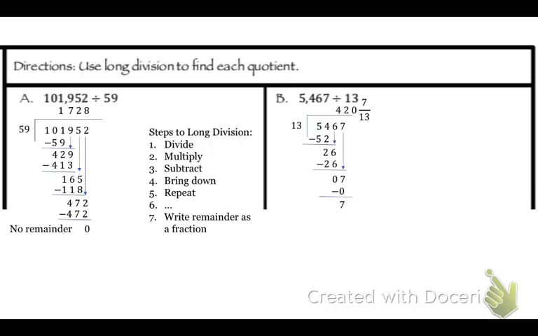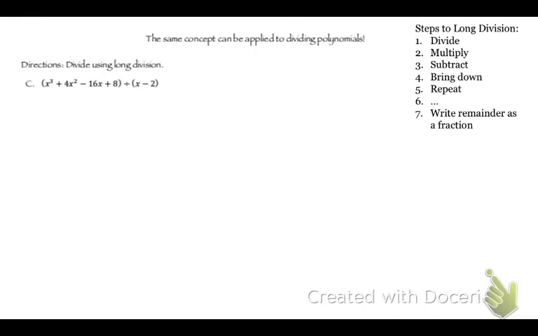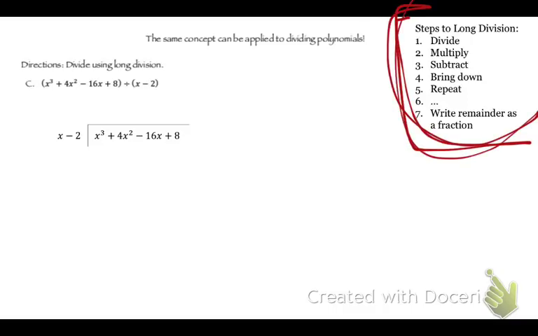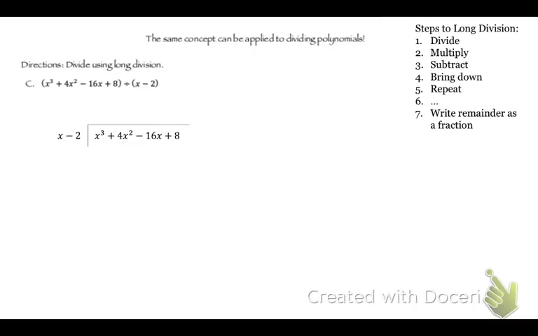Okay? And we're going to use that same concept to divide polynomials. So if we have x cubed plus 4x squared minus 16x plus 8 divided by x minus 2, we're going to write it the same exact way. And our first step here is to divide. I would write these down for sure somewhere. Our first step is to divide.